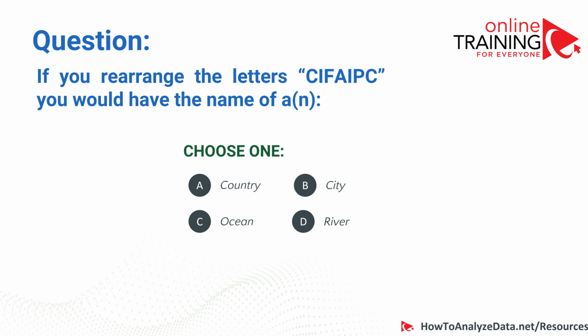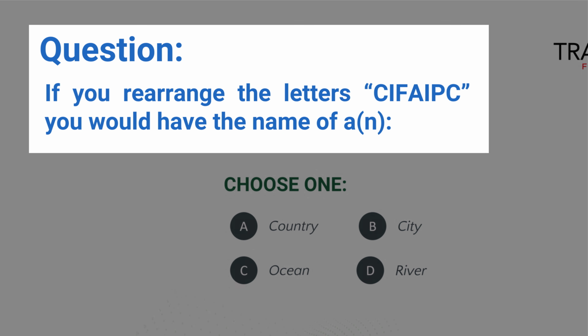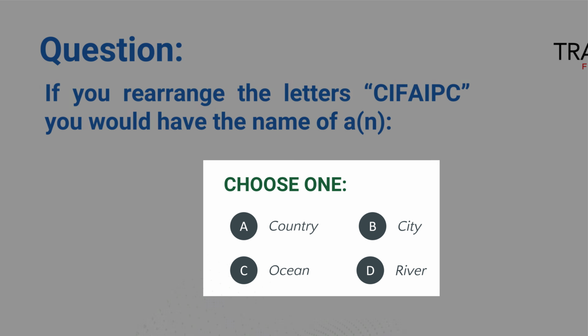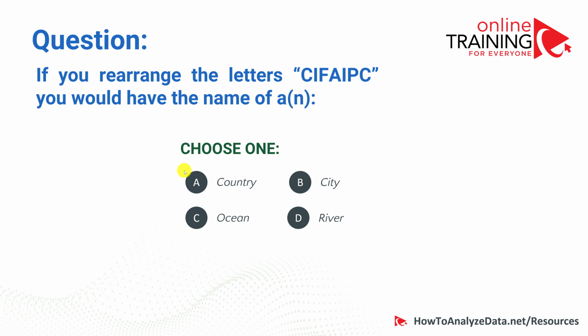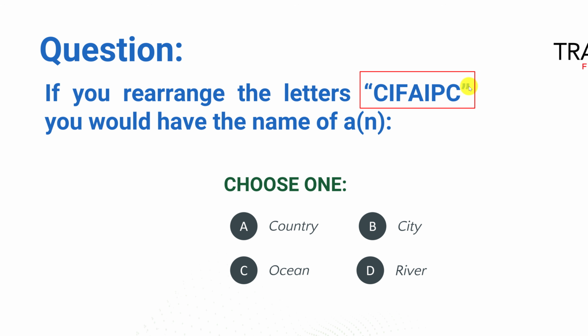Now let's look at a question which is frequently used as part of verbal reasoning, aptitude tests, and psychometric tests. If you rearrange the letters CIFAIPC, you would have the name of, and there are 4 choices: country, city, ocean, and river. The tricky part of this question is that these letters are not the final answer. You can't rearrange this set of letters to get the word country, or ocean, or any one of these words. It is a country name that would be the result of this rearrangement, or an ocean name, or a city name, or a river name. So let's see if you can get this one correctly.